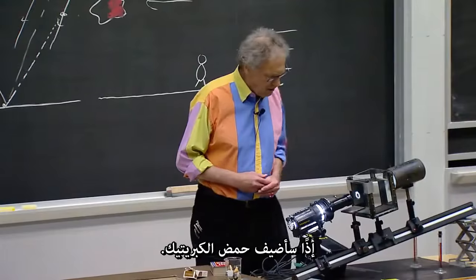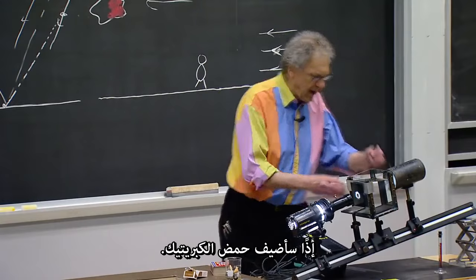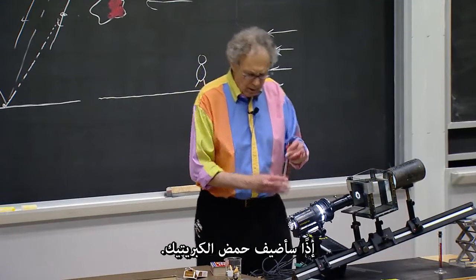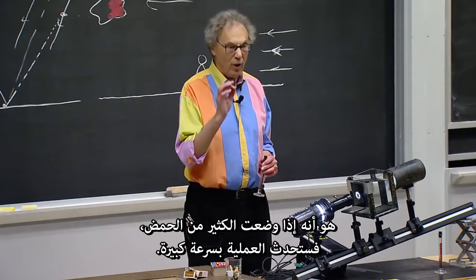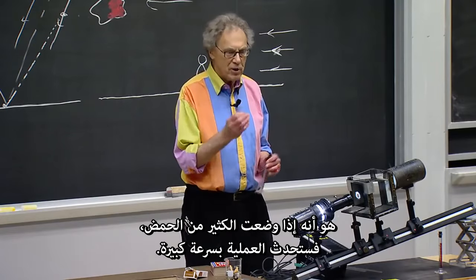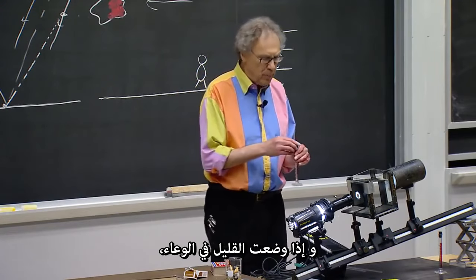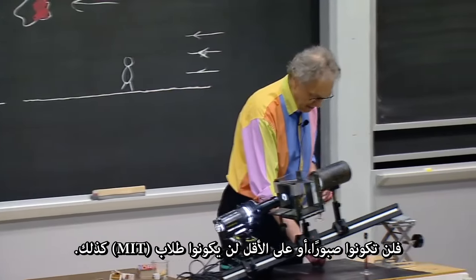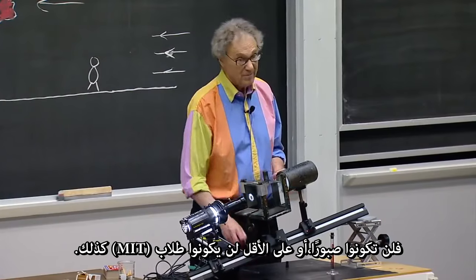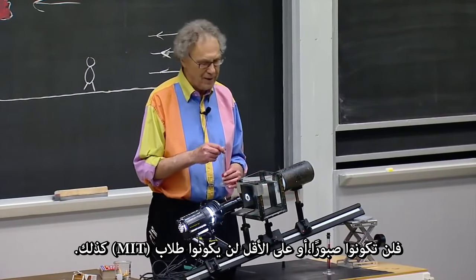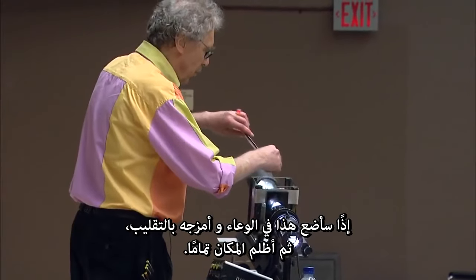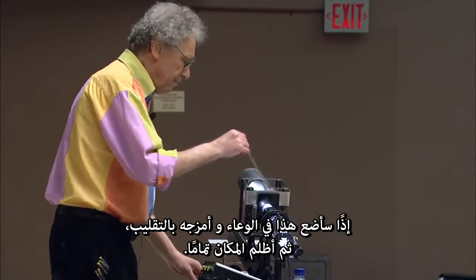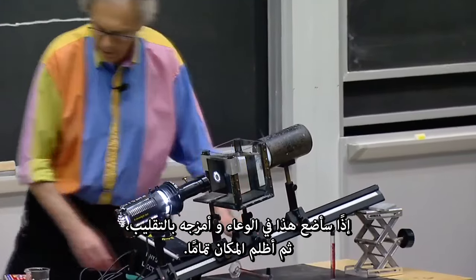So I will add the sulfuric acid. The difficulty with this experiment is always, if you put too much sulfuric acid in it, the whole process goes too fast. And if you put too little in it, then you will become impatient. At least MIT students would. So I'm going to put this in and stir, and then make it immediately dark.